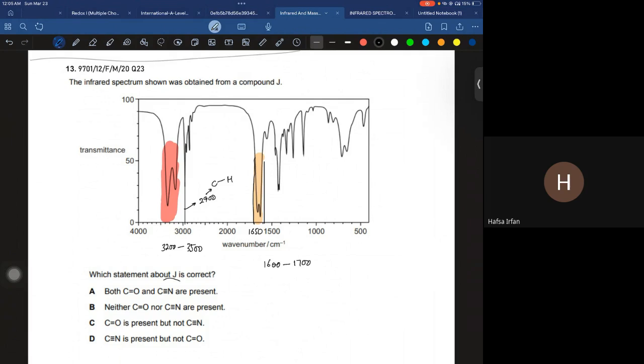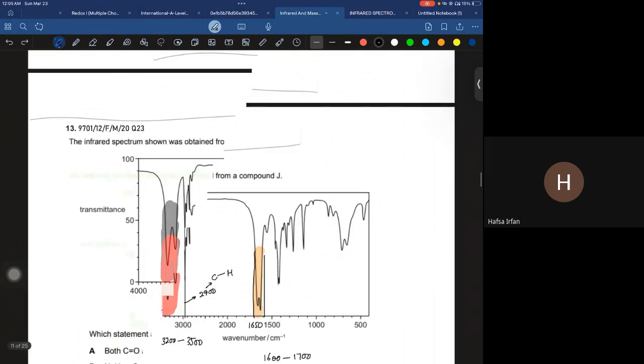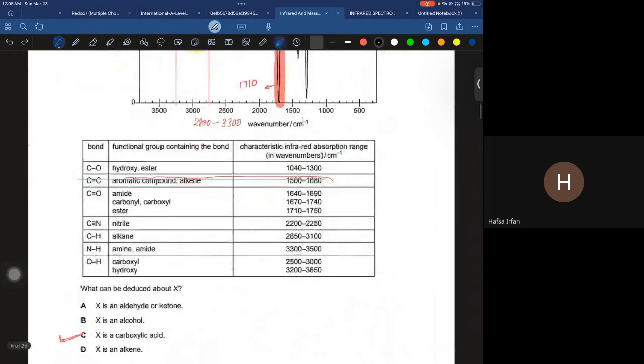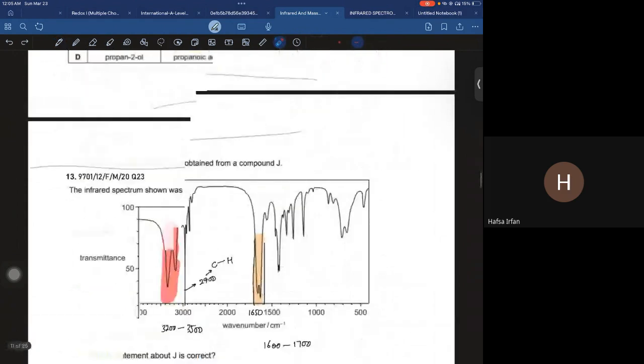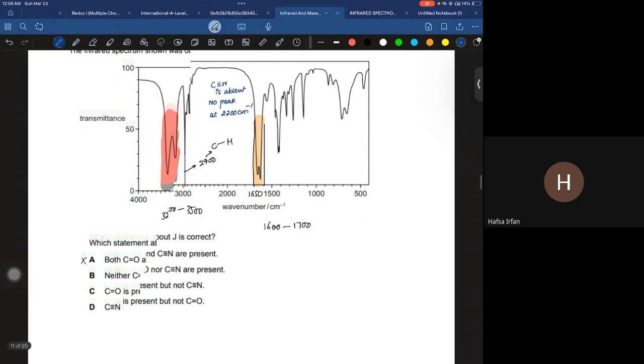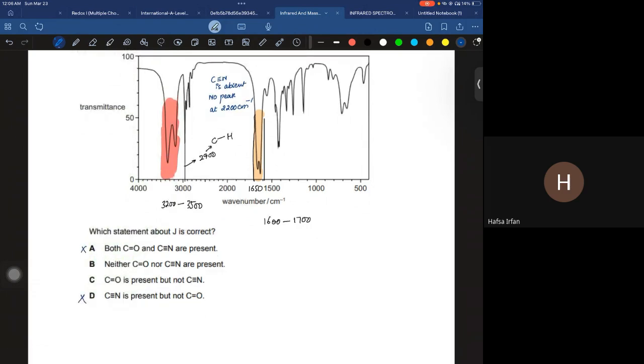They are asking about the nitrile peak. When does the nitrile peak come? When you have a peak at 2200. Do you see a peak at 2200? No peak at 2200. So nitrile is absent, because there is no peak at 2200. So all the options with nitrile will be wrong. Option A is wrong, and option D is wrong. I have to decide between B and C.